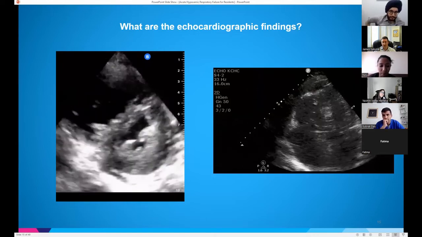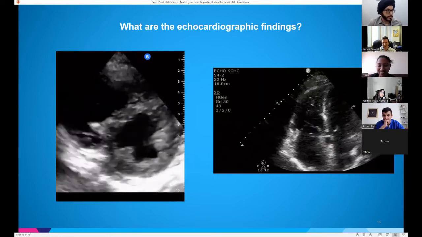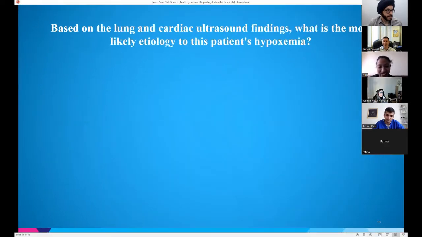For patients? It's bad. Yeah. Right, it's bad. Good. So based on the lung and cardiac ultrasound findings, what is the most likely etiology to this patient's hypoxemia?